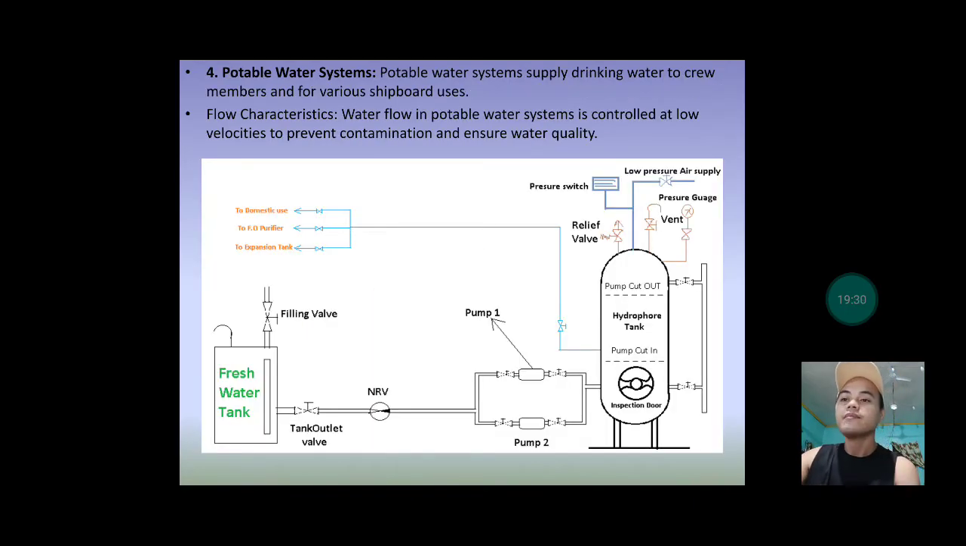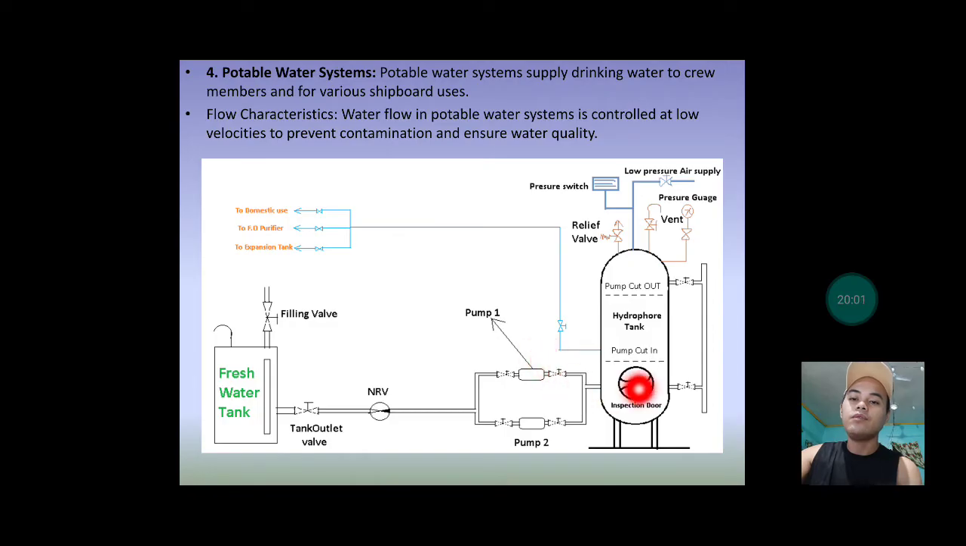Okay. Next, the potable water system. What is this? These are usually the drinking water. So how does this work? We have a freshwater tank in which we store our fresh water. From the freshwater tank, the water is sucked through valves. We have non-return valves to prevent any liquid from returning to the tank.